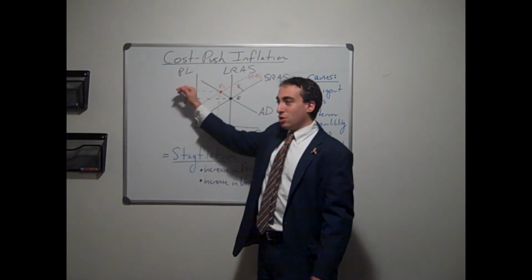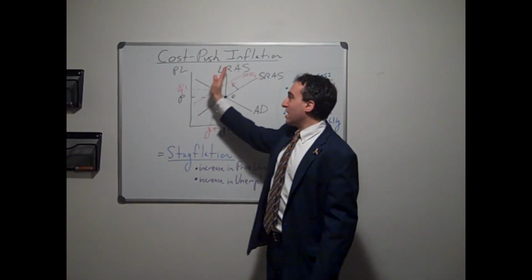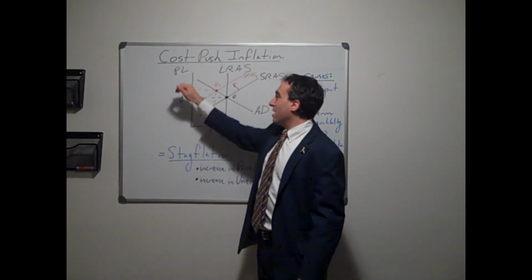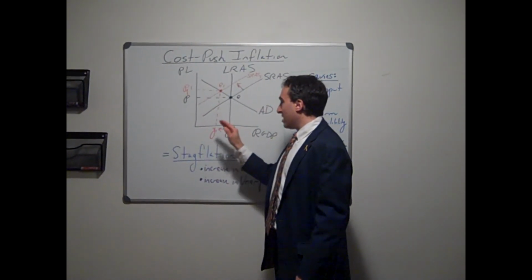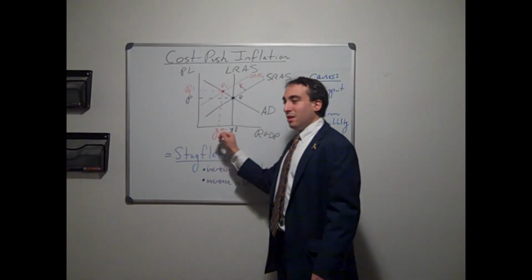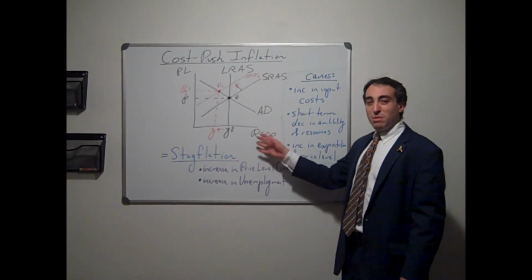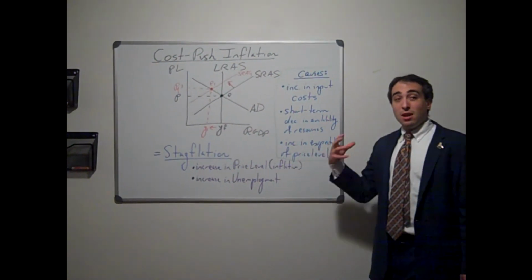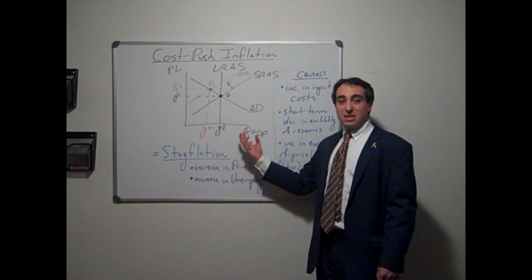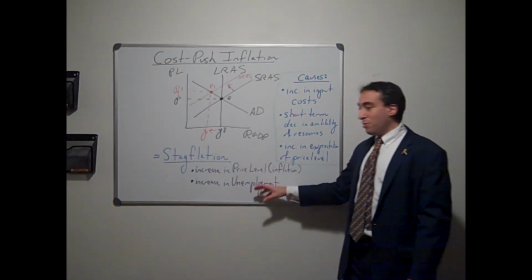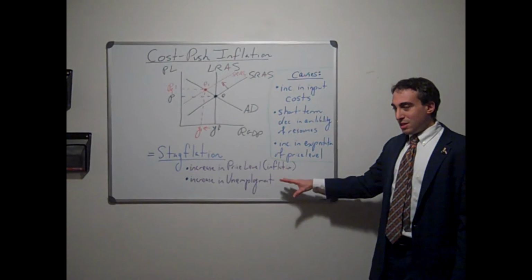in the short term. And we see here that shift to the left of aggregate supply, increase in prices, decrease in GDP, creating that increase in unemployment. Remember that GDP and unemployment are inversely related. As GDP decreases, as production decreases, unemployment will increase.